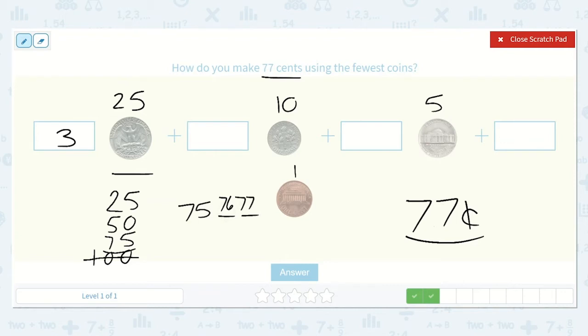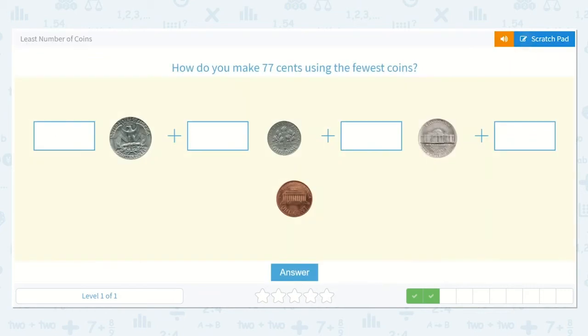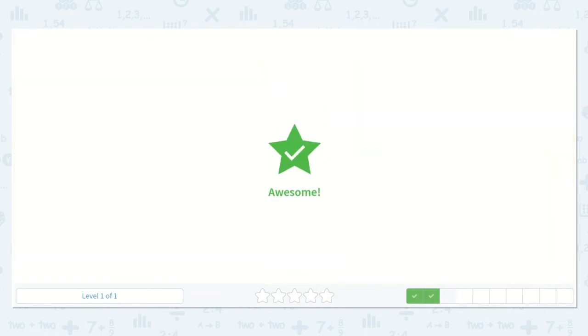So we only need to count by 1s twice. So we have 75, so 1 penny would be 76. 2 pennies would be 77. So we needed 2 pennies. So we had 3 quarters, 75 cents, and 2 more pennies, 76, 77. So we used 0 dimes and 0 nickels. So it was 3 quarters, which was 75 cents, 0 dimes, 0 nickels, and 2 pennies to make it 77 cents.